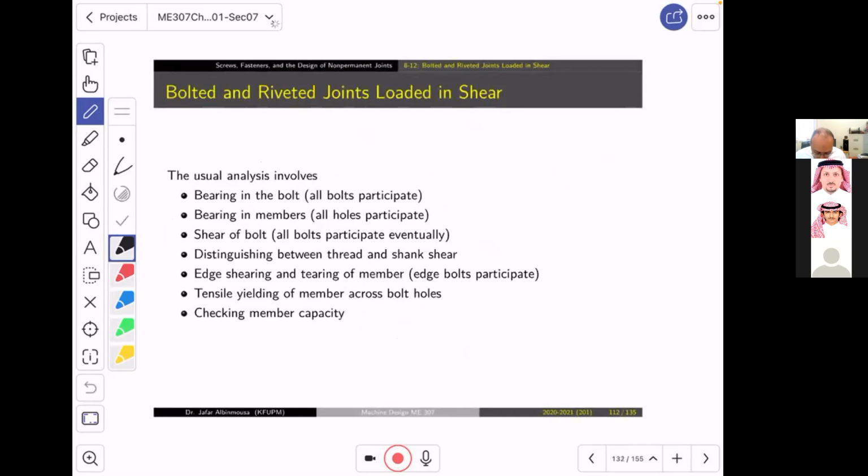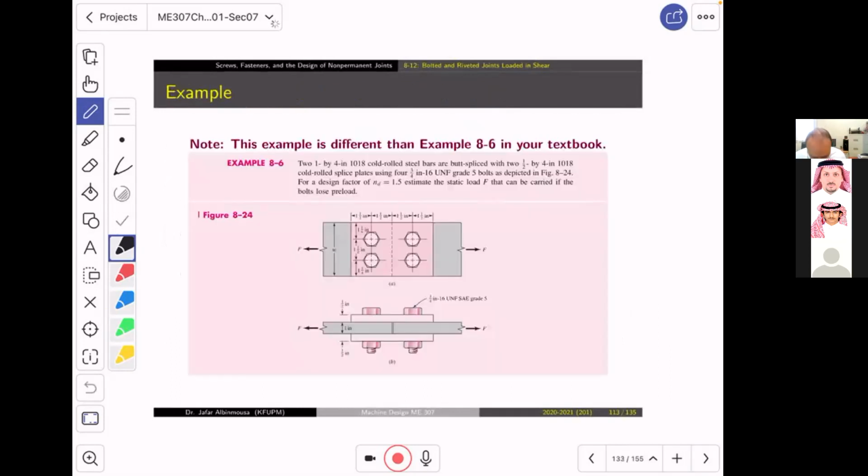So what are we gonna do? We're gonna talk about this example. I think this example has been removed from your textbook. I don't know why. Maybe because it was a little bit confusing, and the reason why it was confusing is because of what happened here. Let me explain this problem to you.